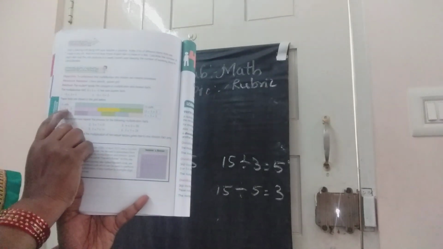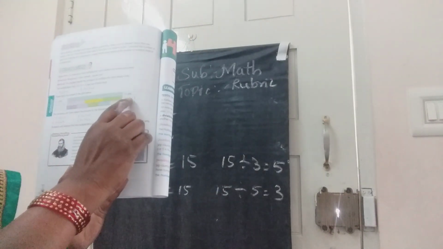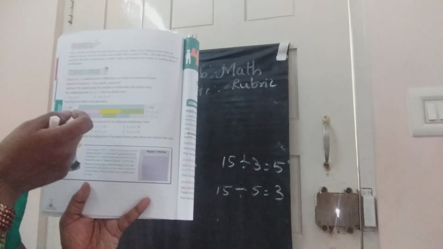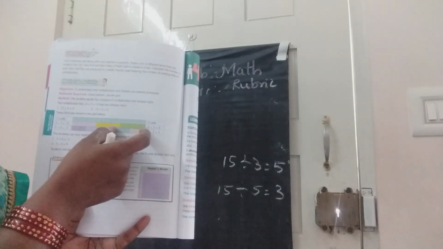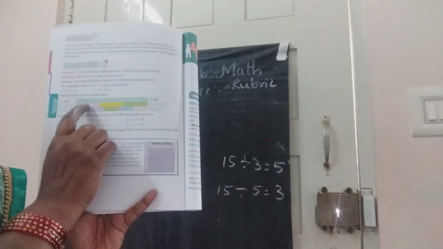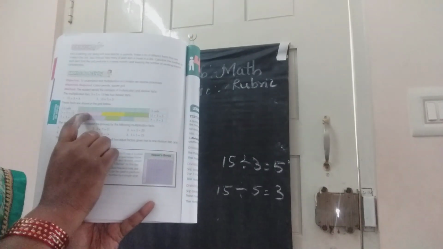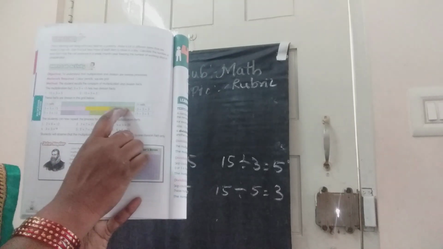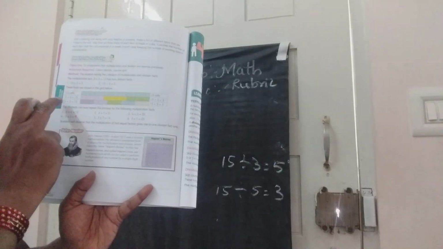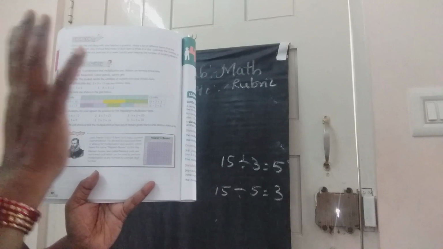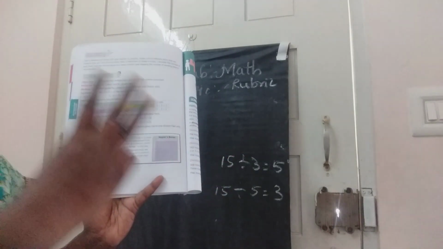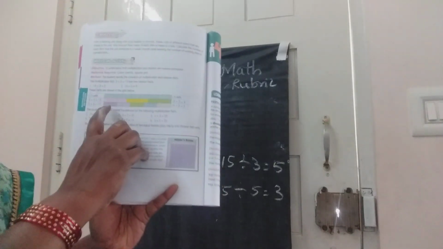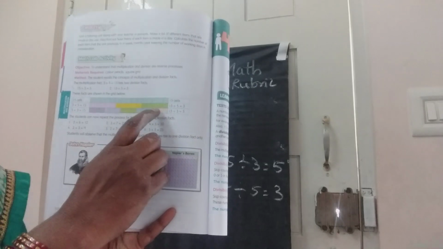See, they have showed 3 5s are 15 and 15 divided by 5 is equal to 3. That means 5 is taken 3 times. 5 is repeated 3 times. So they have put pink color, then yellow color and then green color. The second one, 5 into 3, means 3 is repeated 5 times. So here, 1, 2, 3, 4 and 5.